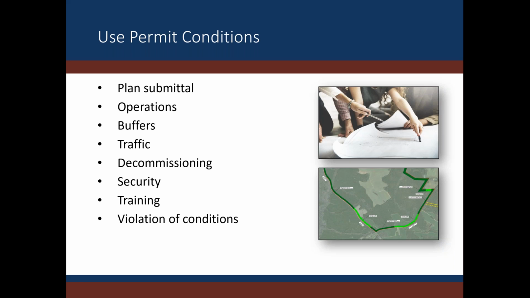Some localities request training for emergency personnel, how often that training should occur, and outline any emergency plans that must be submitted. Last but not least, there should be a condition that details the process for notification of violation and termination of the permit if violations are not corrected within a specific time frame.